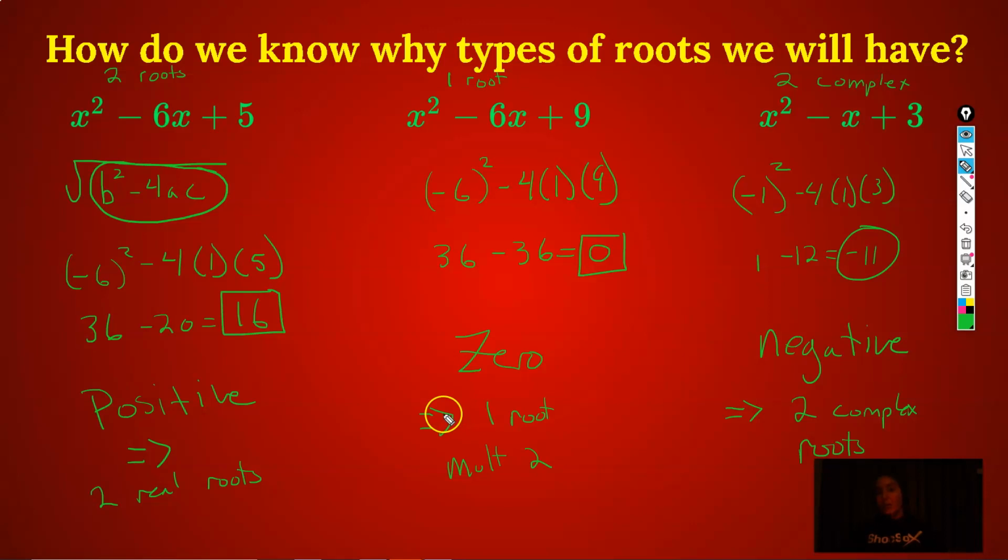So you kind of know what you're looking for just by looking at the discriminant. So the discriminant will tell you off the bat, hey, this will have two roots, this will have one root, or we're looking at something that's complex. So that's how we know what type of roots we'll have.